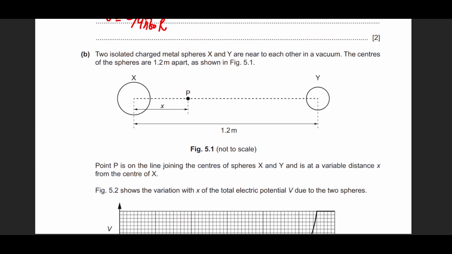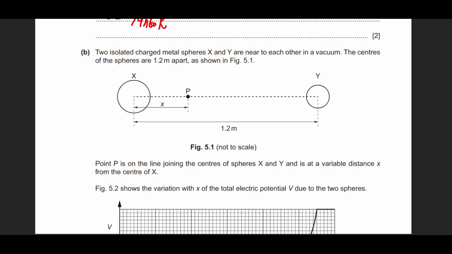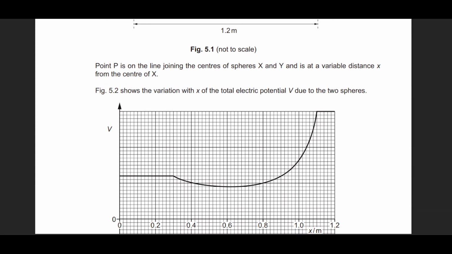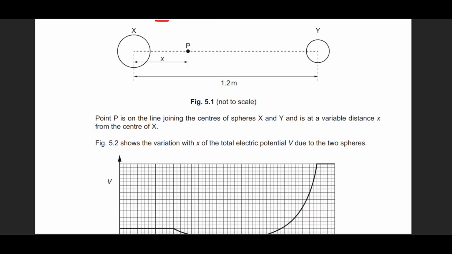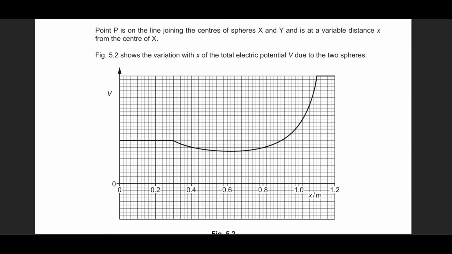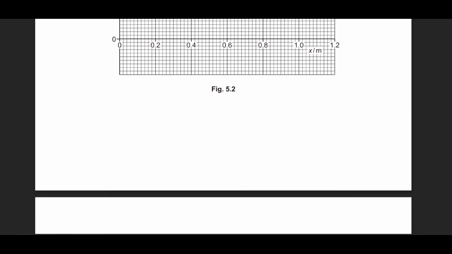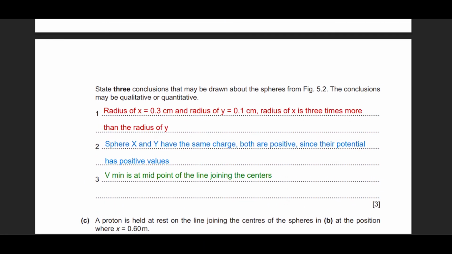So it says there are two isolated spheres of different sizes. They are placed in vacuum, which means that there is no one else other than them. Their centers are separated 1.2 meters apart. And there is a line joining them, which is XY, and that point P exists on that line. These are generic statements that we find in previous past papers as well. Figure 5.2 shows the potential of the two spheres. He says state three conclusions which may be drawn about the spheres.